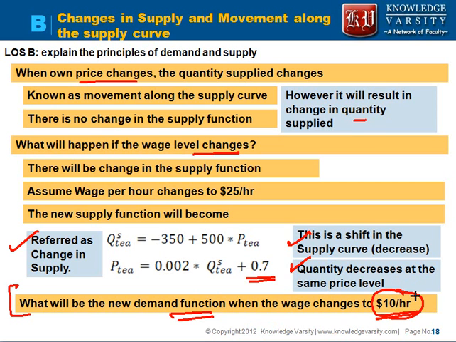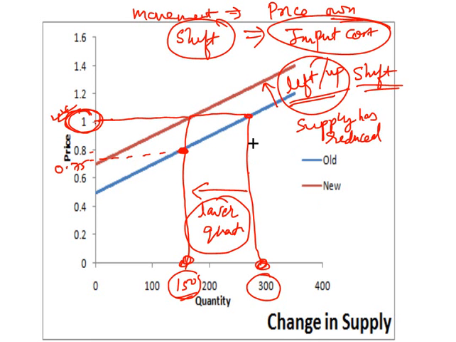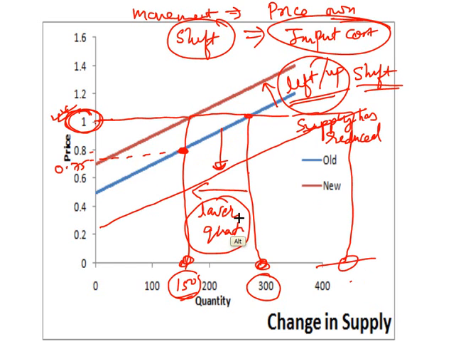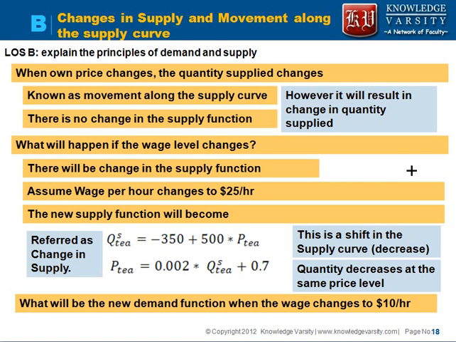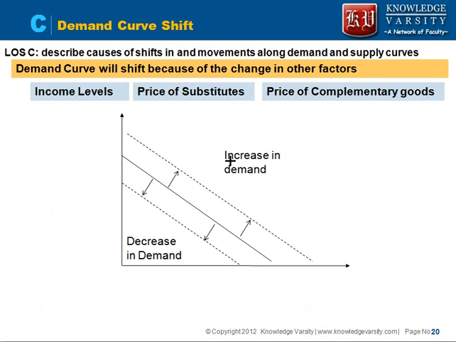Now when the wage has changed to $10, it means that there is a decrease in the cost level, so the supplier will be willing to supply more at the same price level. Theoretically, I can explain that there will be a new curve like this. There is a decrease in the cost, so for the same price level you will see that he will be willing to supply more and more quantity. So you should do that as homework. So these are the changes in the supply curve that we have seen.